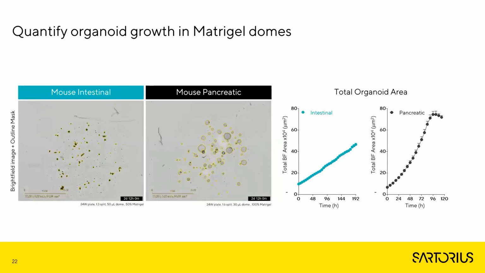Now, we can go on to quantify the differentiation and growth of the organoids as they remain undisturbed within your incubator. The yellow outline mask in the videos shows the segmentation of the 2 distinctly different organoid morphologies I just highlighted. And the corresponding time course profiles track the size or area of the total population within the dome. And note the very different growth kinetics for both of the cell types.